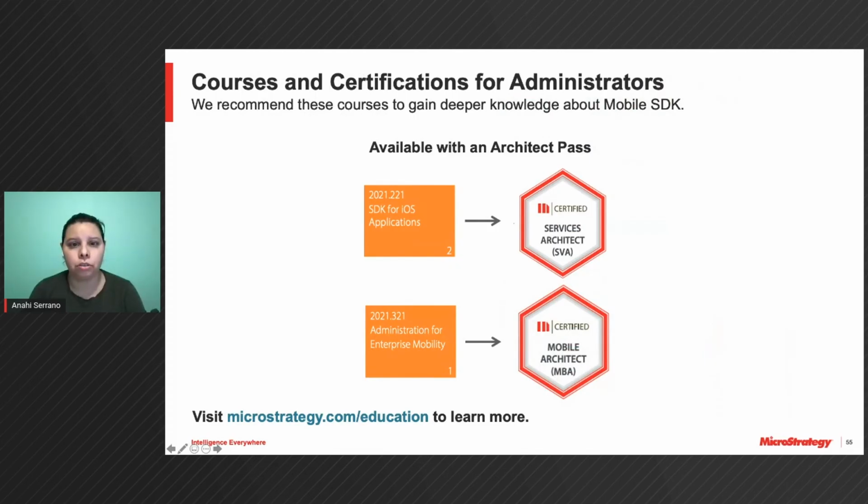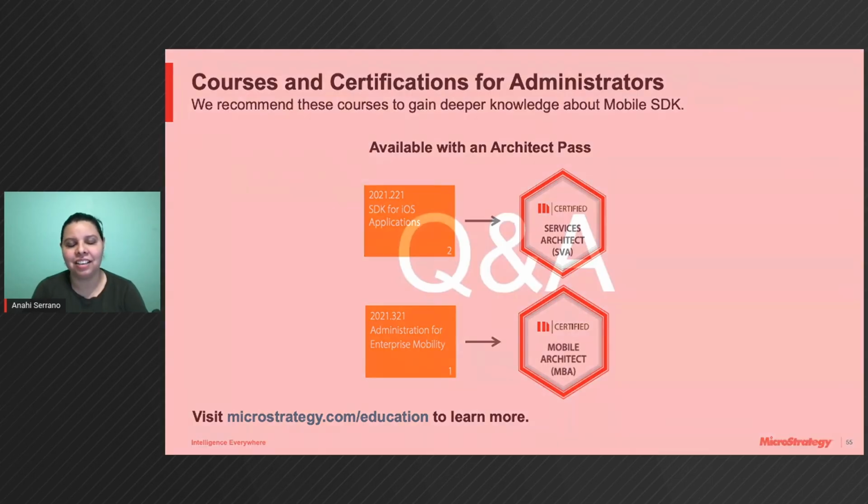2021.221 SDK for customizing iOS applications is going to cover a lot of the topics that were discussed about the tools that you would use for building the app. And 2021.321 Administration for Enterprise Mobility is on the MicroStrategy side. So if you're looking at how to do the customization, or the administration features for that customization that we were covering, those would be in that administration class. I hope you are interested in those classes and will show up in our courses.